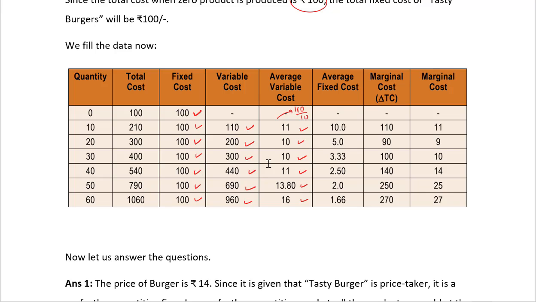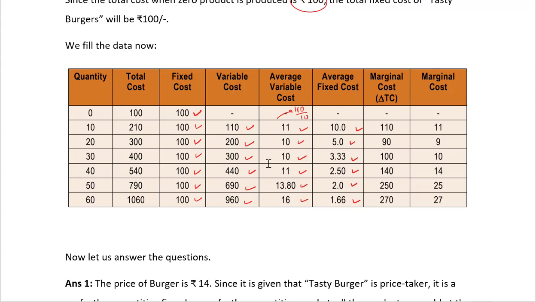Average fixed cost. We have fixed cost with us. 100 divided by 10 equal to 10. 100 divided by 20 equal to 5. 100 divided by 30 equal to 3.33. 100 divided by 40 equal to 2.5. 100 divided by 50 equal to 2. And 100 divided by 60 equal to 1.66.